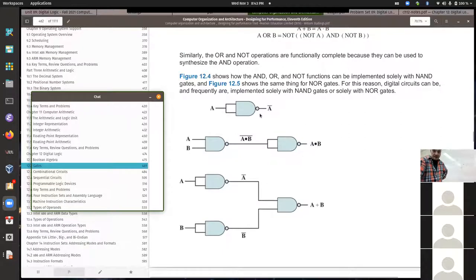Yeah, there's a different way to actually show that you can make a NOT out of a NAND, right? Instead of putting 1 in there, you can just put in A for both of the inputs, and that'll actually give you the NOT of it.